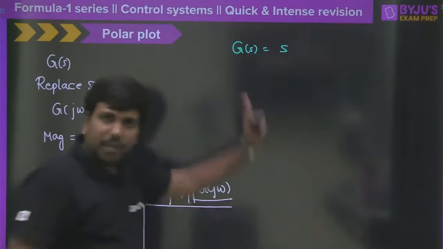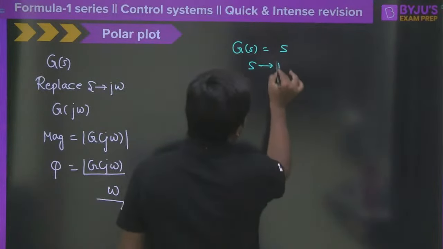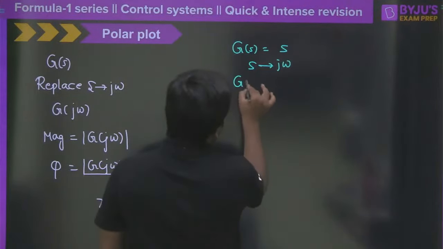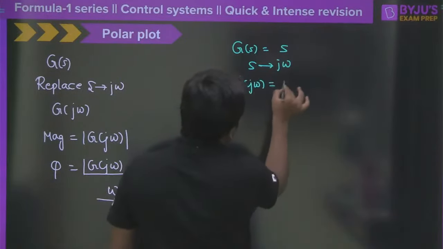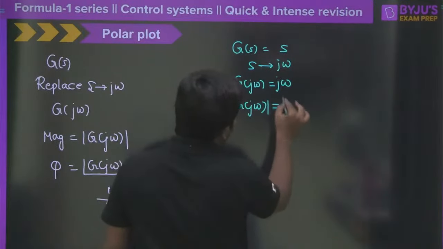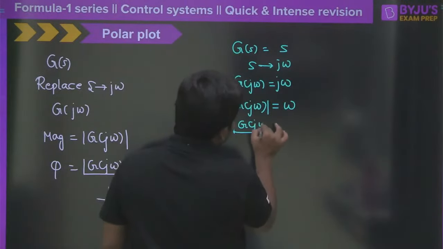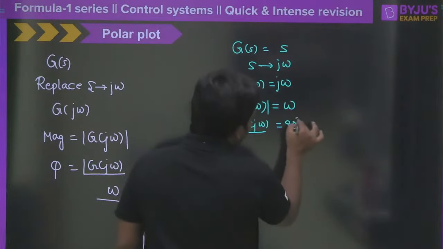For example, I am taking G(s) = s. What I am saying, first step is replace s = jω, right? Then it will become G(jω) = jω, and then the modulus of G(jω) is what? Modulus of G(jω) is equal to ω only, and the phase of this would be equal to 90 degrees here. Clear? 90 degrees here.